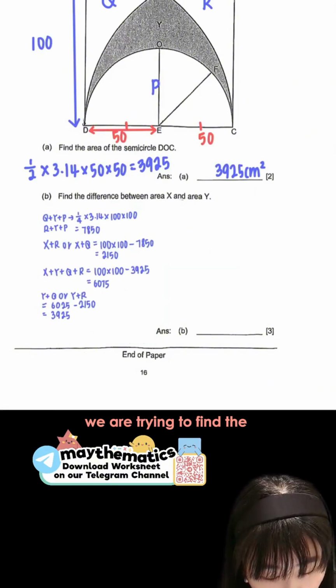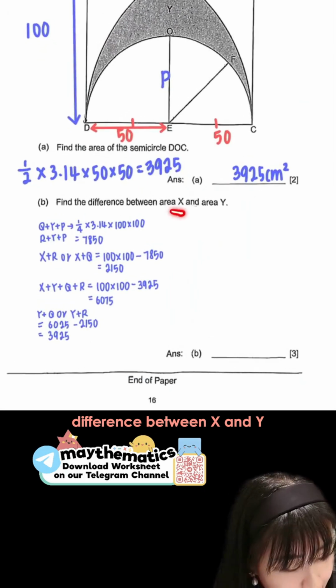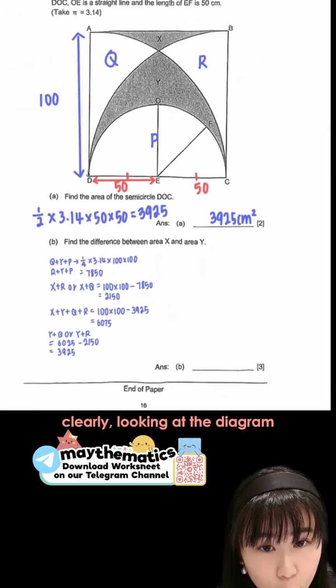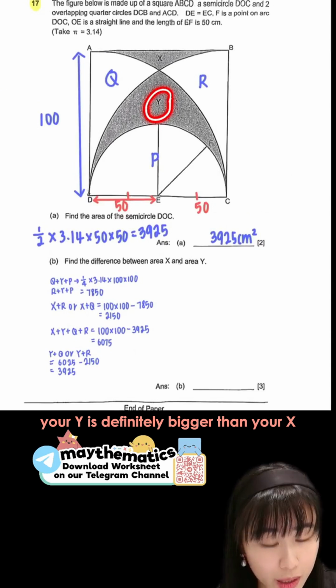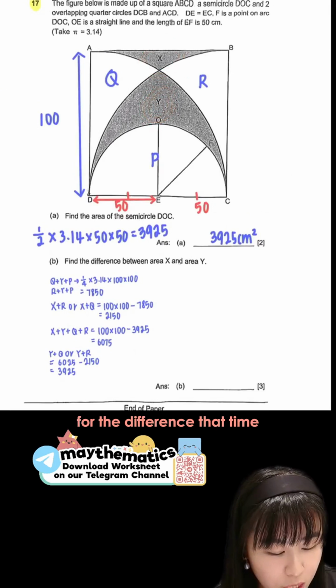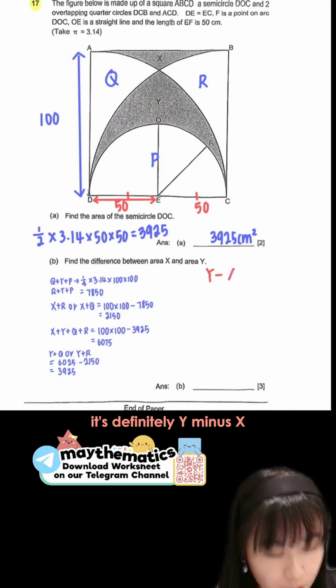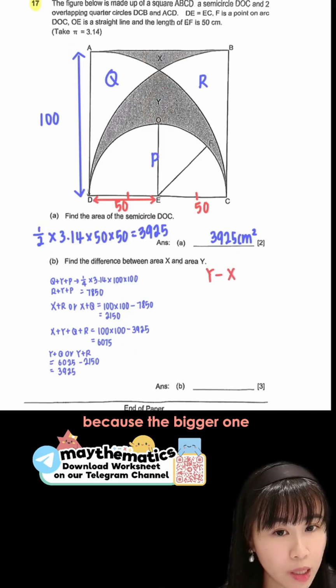3925. We are trying to find the difference between X and Y. Clearly, looking at the diagram, your Y is definitely bigger than your X. So when they're asking for the difference, it's definitely Y minus X, not X minus Y, because the bigger one must minus the smaller one.